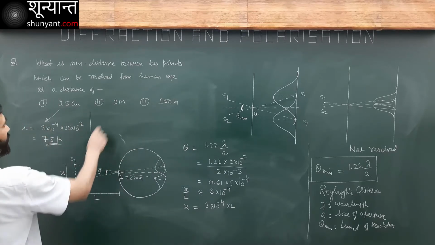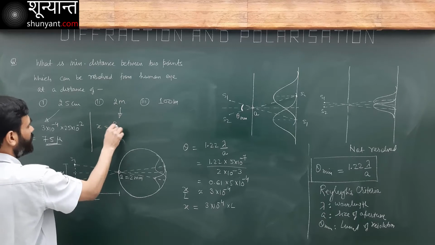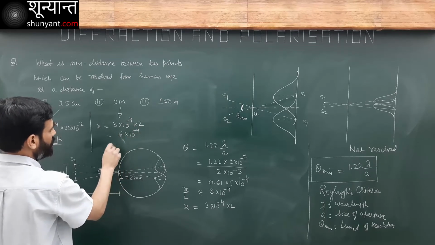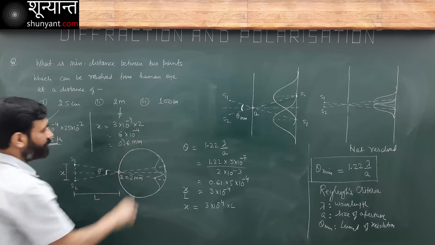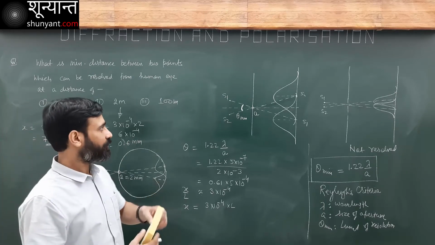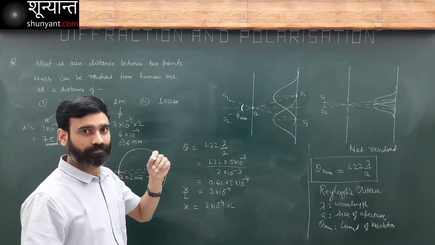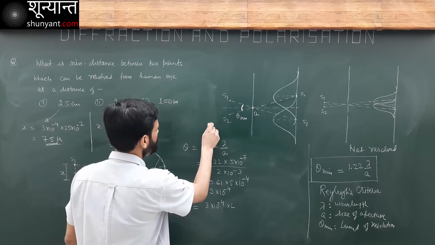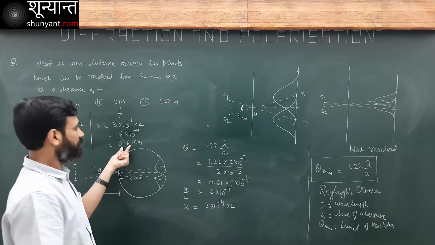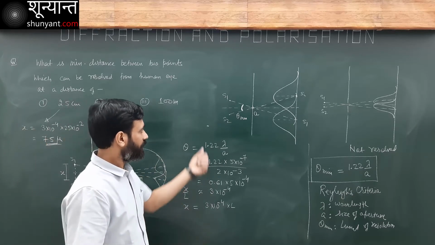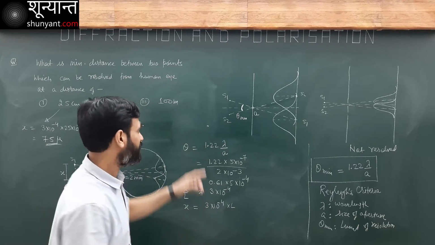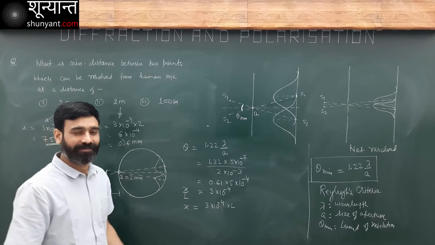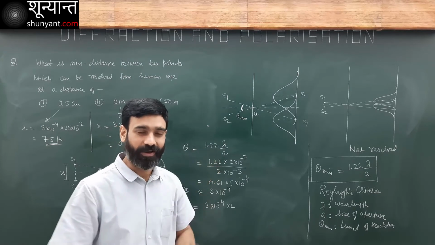Now, from a distance of 2 meter, this x will be equal to 3 times 10 to the minus 4 times 2, so 6 times 10 to the minus 4. This becomes 0.6 millimeter. Let's say you are looking at this board, which is approximately 2 meter from this camera. If I draw two points at a separation of 0.6 millimeter, then you will be able to see them separately. Now, if the distance between them becomes smaller than this, then you cannot see them as two points, you will see them as one point.